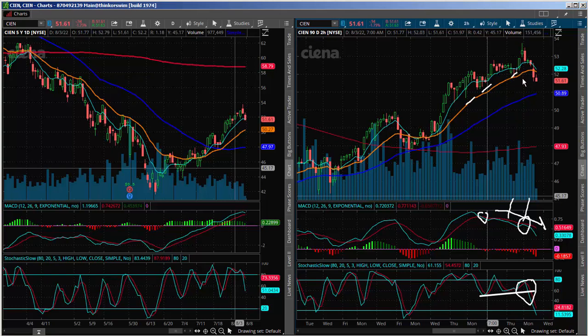So you could get out at these warnings, or you could just say, look, I'm willing to give it a little bit of space, but if it goes below 21, I'm out. And then that happened today where the stock gapped down a little bit and then sold off, so you're out. Okay, so not a bad trade.